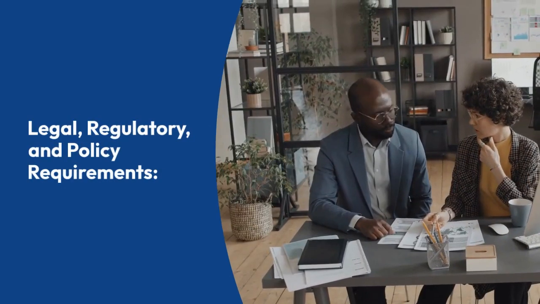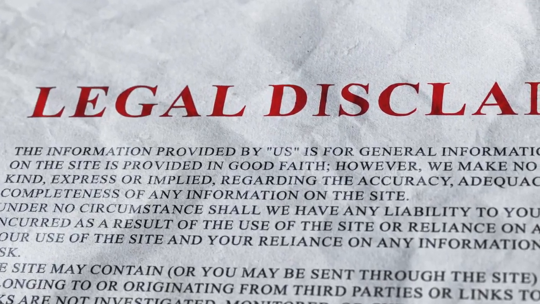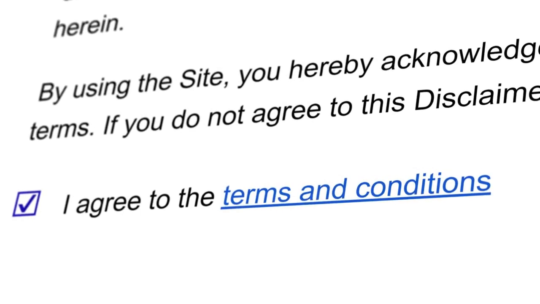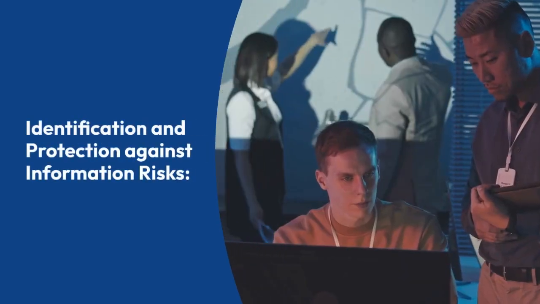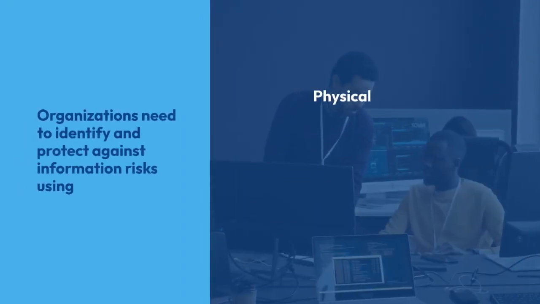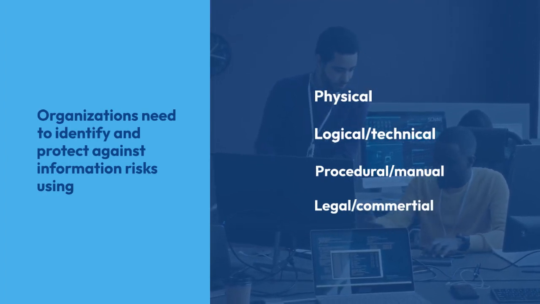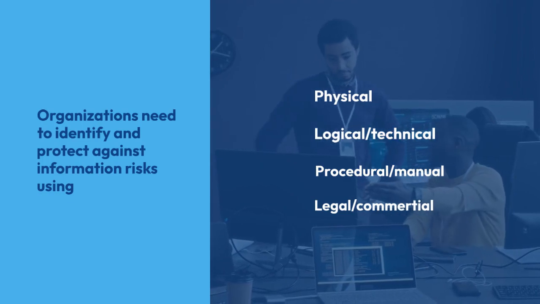Legal, regulatory, and policy requirements. Organizations must ensure that suppliers comply with legal, regulatory, and policy requirements, such as certified compliance with ISO IEC 27001. Identification and protection against information risks. Organizations need to identify and protect against information risks using physical, logical, technical, procedural, manual, and legal, commercial controls.